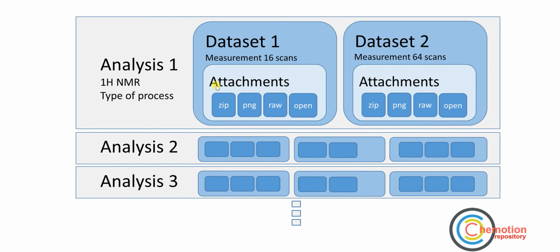A new analysis is described by a new type of analytical process that was used. A new dataset is created for different measurements of one analysis type. All files that belong to one measurement are collected as attachments to the dataset.